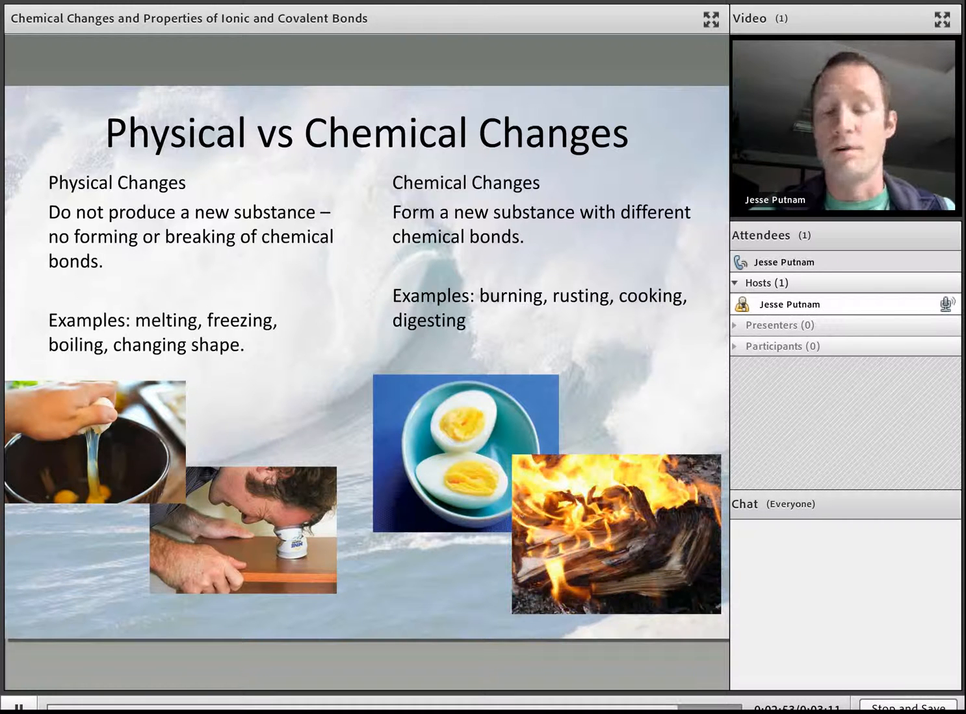Similarly, if you burn paper, it becomes ash and also releases energy, and that's an example of a chemical change, no longer the same substance.